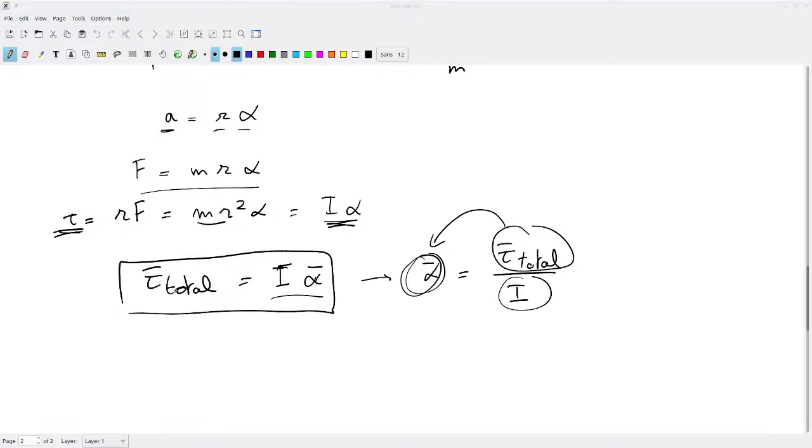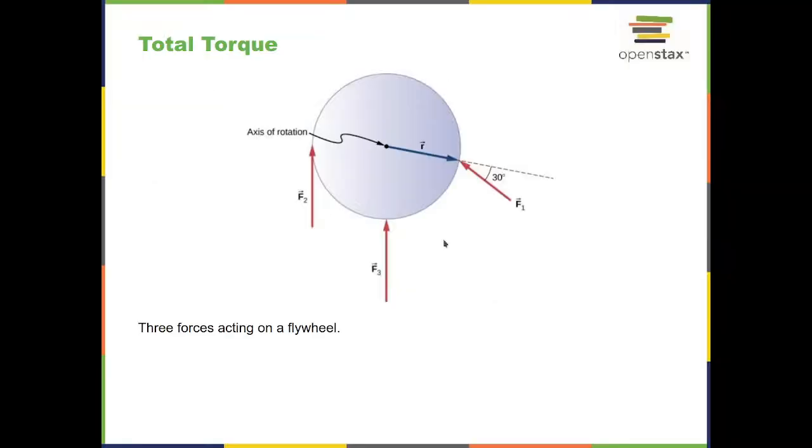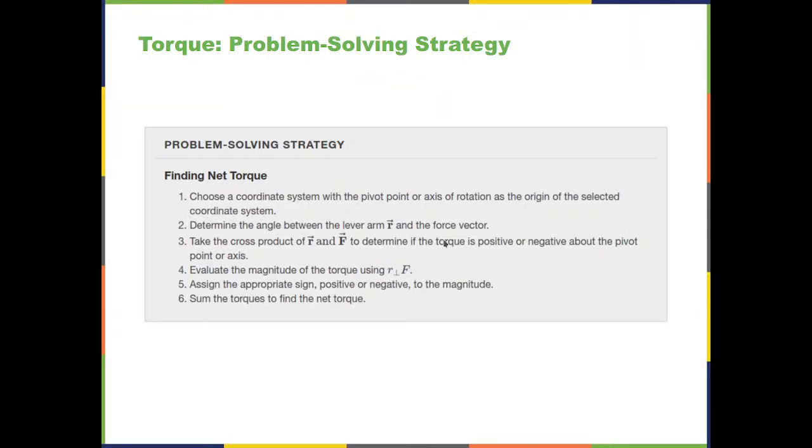Okay. So let's use an example for this. Finding net torque. We've got some problem solving strategy slides here, I guess. I should know because I put them there. Finding the net torque is what we're going to need to do, of course, for all of the problems where we're finding angular acceleration based on some torque or based on some distribution of forces.